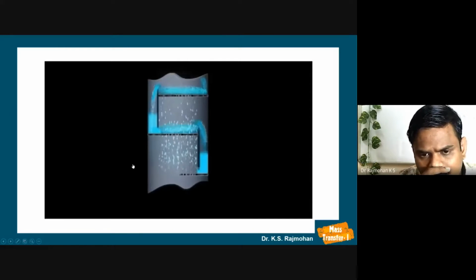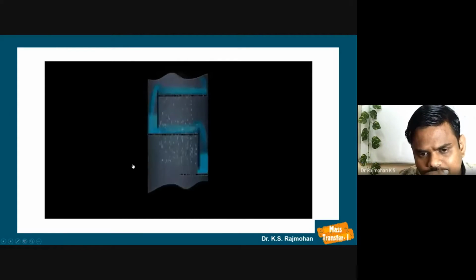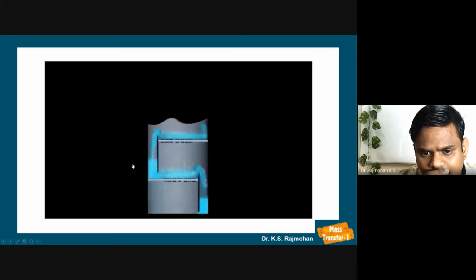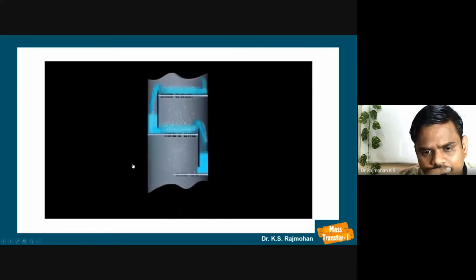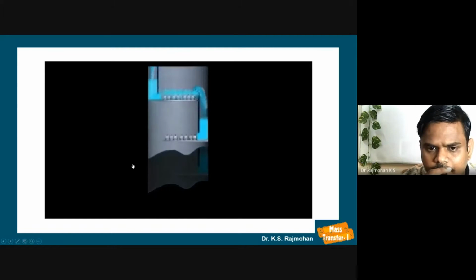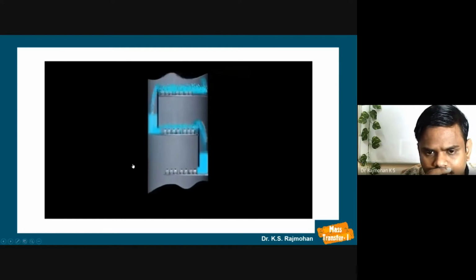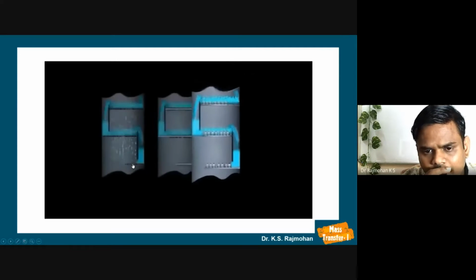So how to avoid it? We should increase the gas velocity. The other way is to go for an alternative design. We have to always maintain a minimum gas flow rate to avoid weeping. That's why in bubble cap columns we have better protection against weeping.